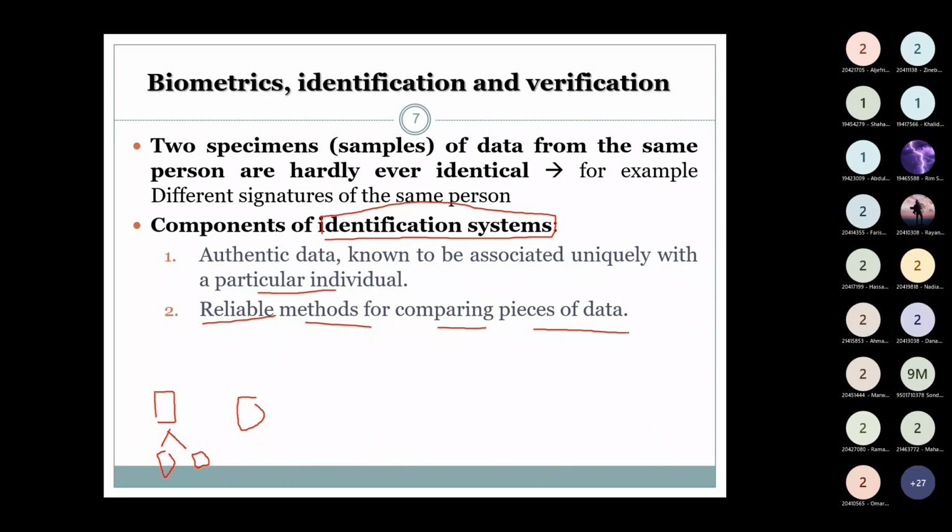Okay, so these are the components of the identification system. What are the components? The components of the identification system are the database or data sets of all citizens, for example, and their biometric data, and reliable methods to compare the pieces of data.